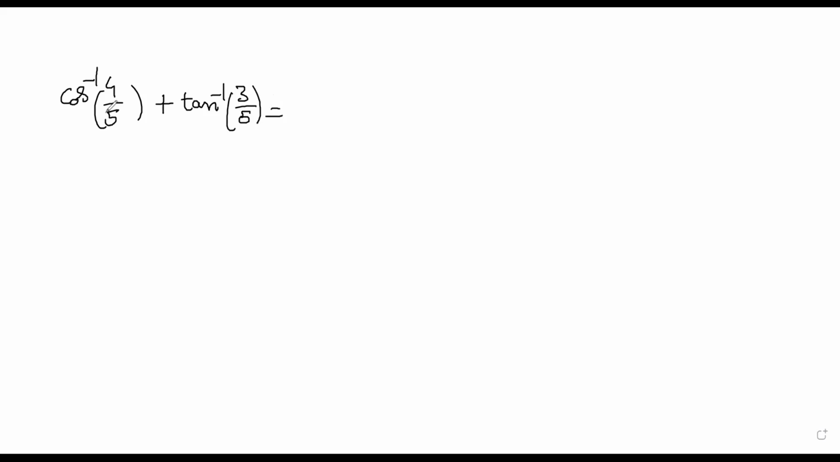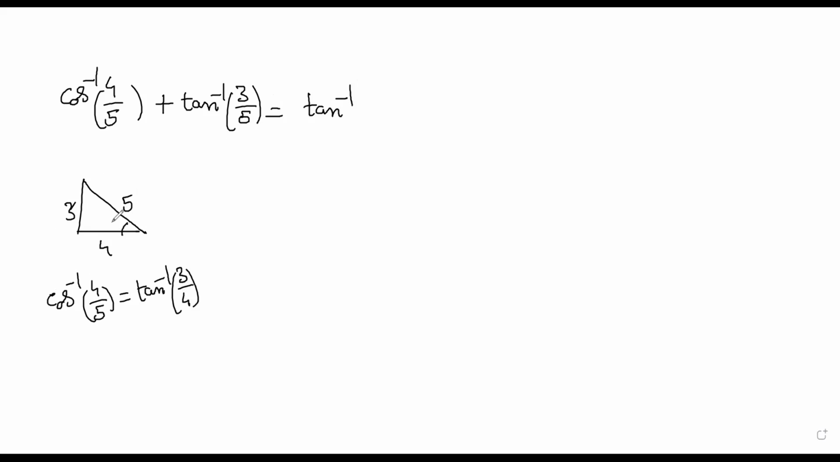So let me see, cos inverse 4 by 5, I can write it as tan inverse of... see, 3, 4, 5 forms the right angle triangle. If you assume this is theta, cos theta is 4 by 5, then tan theta is nothing but 3 by 4. From this triangle you can make it. So you can write tan inverse of 3 by 4 straight away plus tan inverse of 3 by 5.